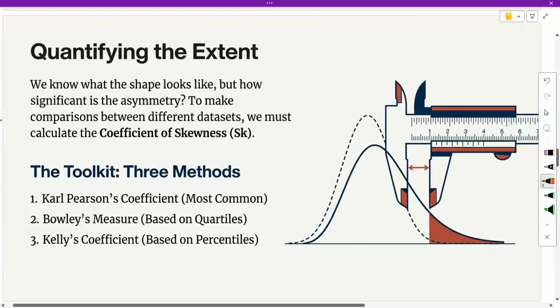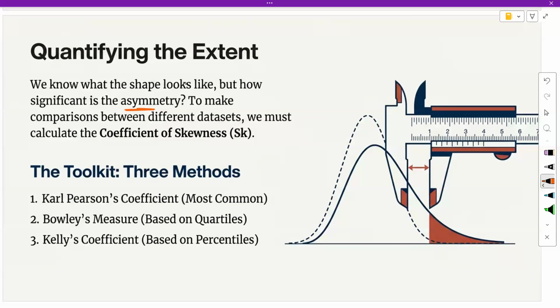Quantifying the extent. What's the degree of skewness? We know what the shape looks like, but how significant is the asymmetry? By looking at the mean, median and mode, we can say whether the data is symmetric or asymmetric. If it is symmetric, skewness is zero. Skewness zero means both sides of the data are distributed equally.